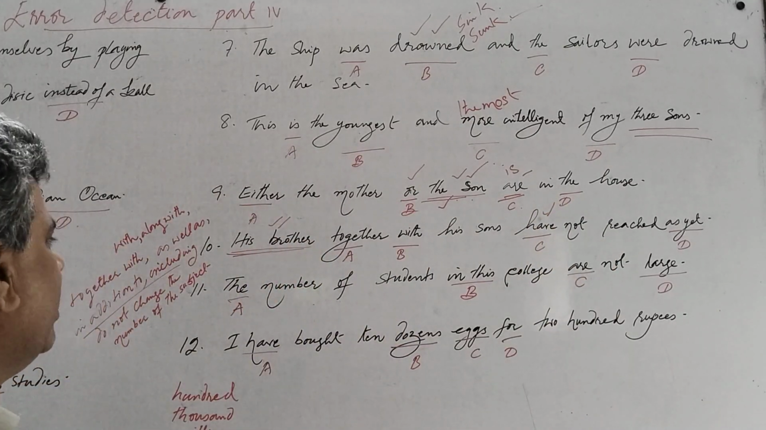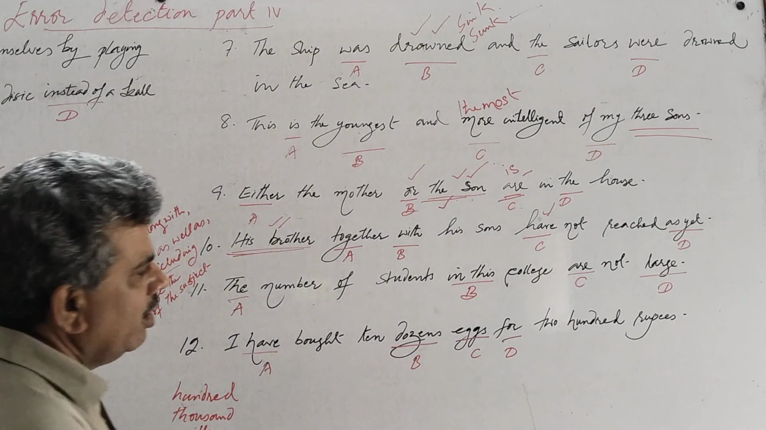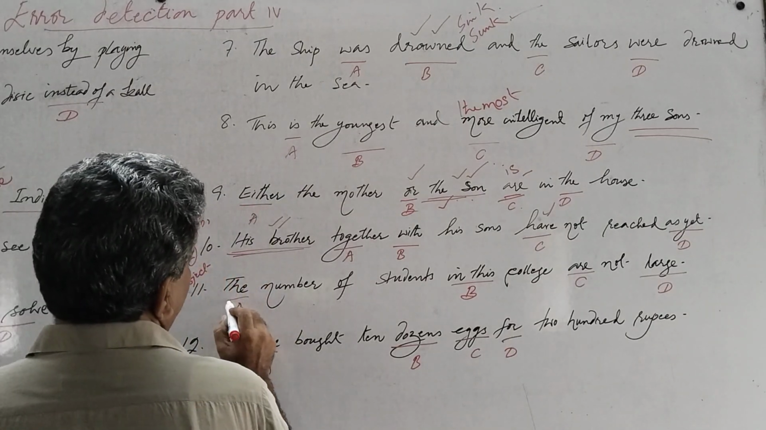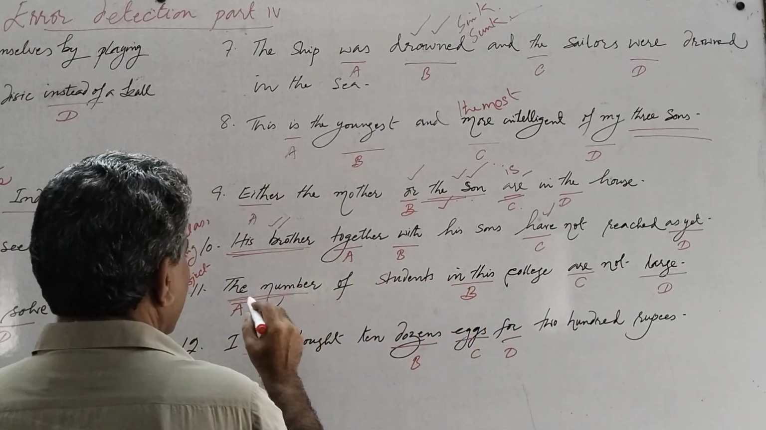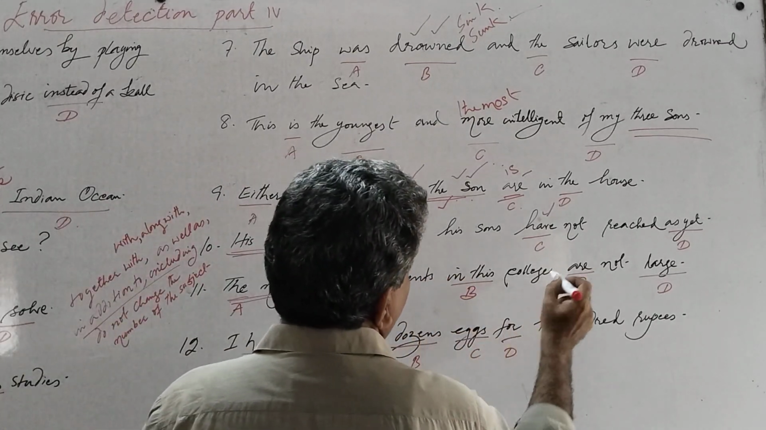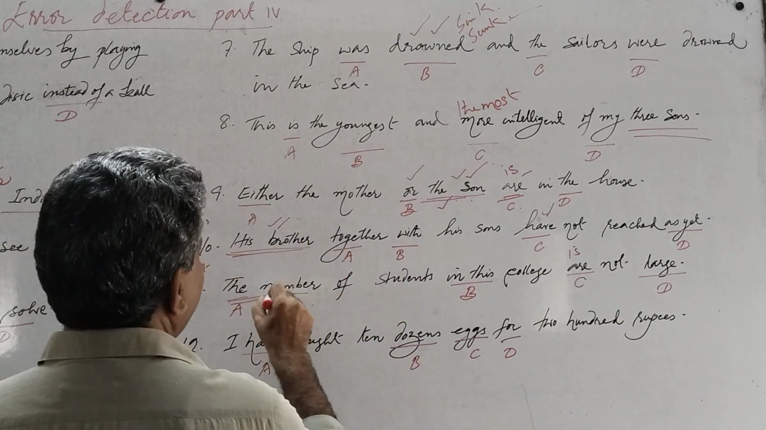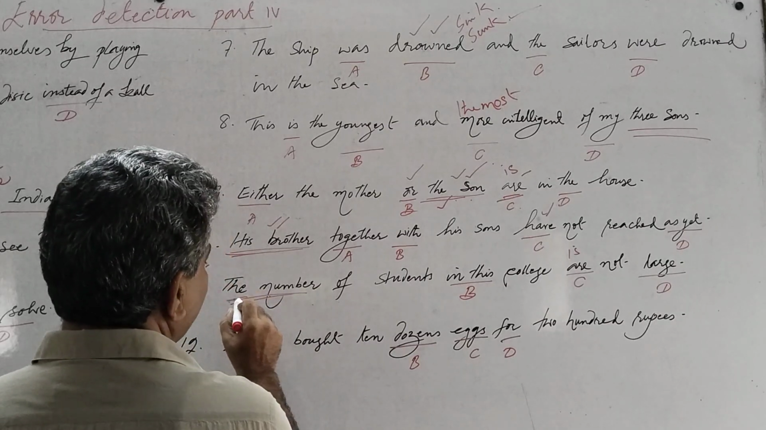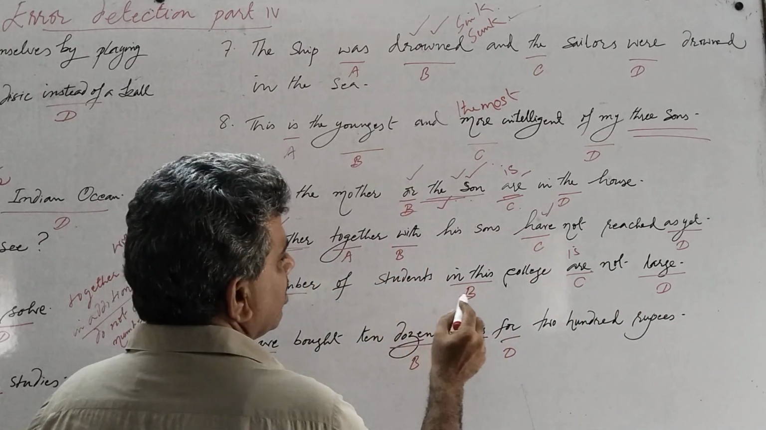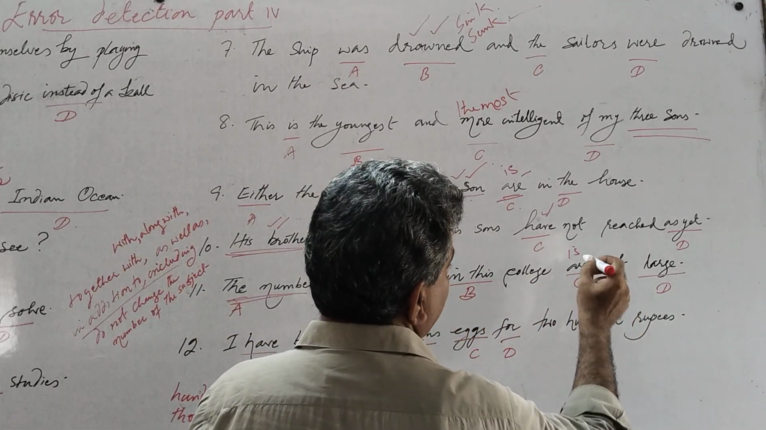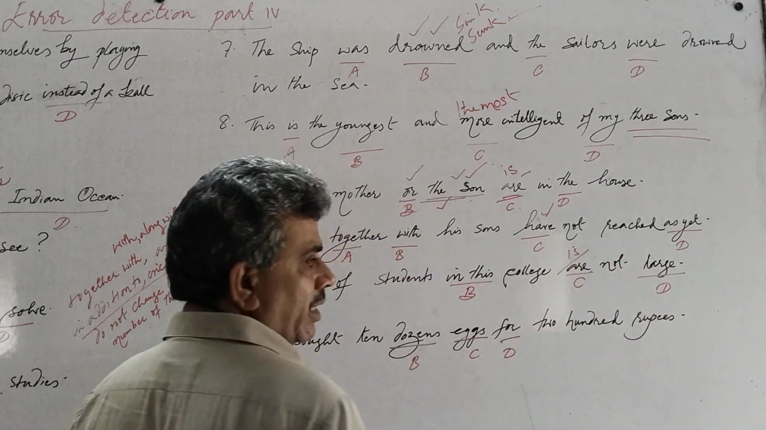Now the 11th sentence, the number of students in this college are not large. We know that when we have the construction, the number, we use a singular verb here. So the number of students in this college is not large. You should remember that when we have the phrase the number here, then we should keep a singular verb here. The number of students in this college is not large. The error is option C, and we should remove are from here and keep is here.